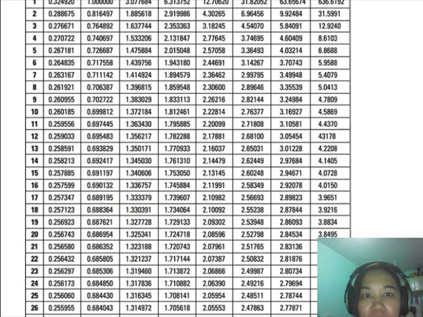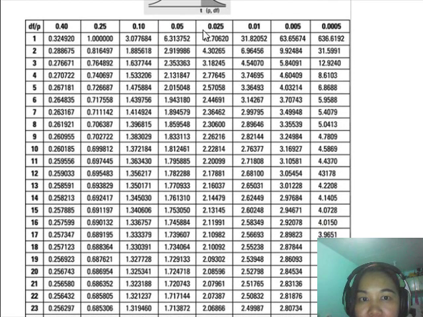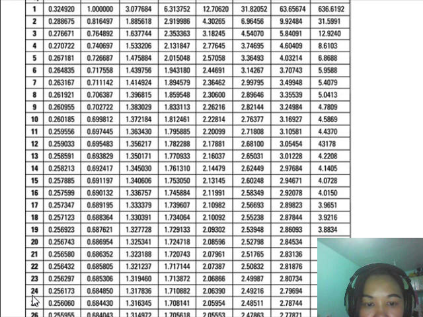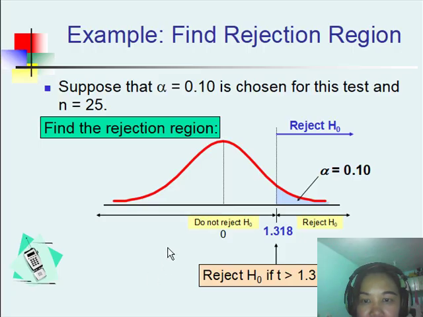Okay. So we look at the value of 0.10. This is 0.10. And we look at the df, which is 24. So this is 1.3178. Okay, so 1.318 or 1.3178. Okay, so we do not take the left rejection region because this is an upper tail test.